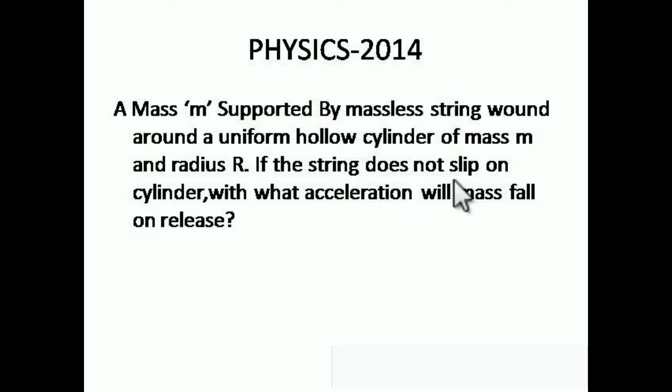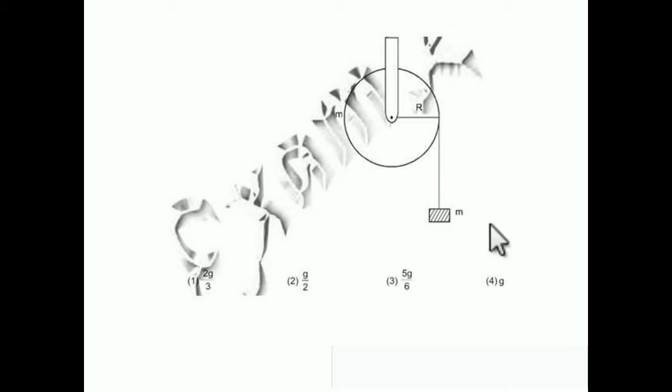This question is a basic pulley type question, a pulley and string mass question. What's the question? A mass m is supported by a massless string wound around a uniform hollow cylinder of mass m and radius r. If the string does not slip on the cylinder, see friends, the string does not slip on the cylinder, with what acceleration will the mass fall on release? So this is the figure here.